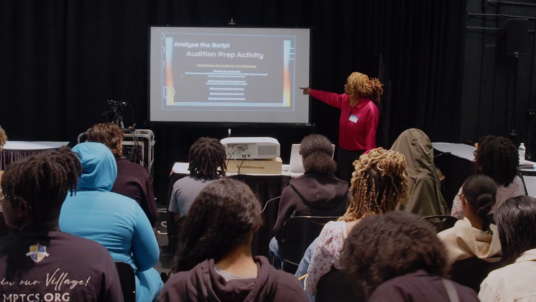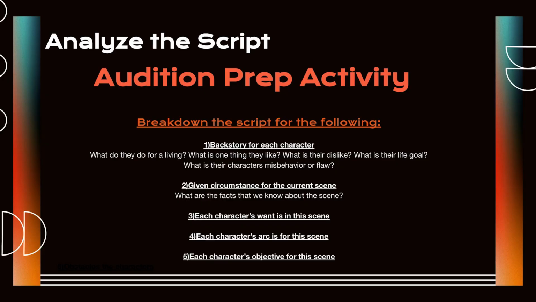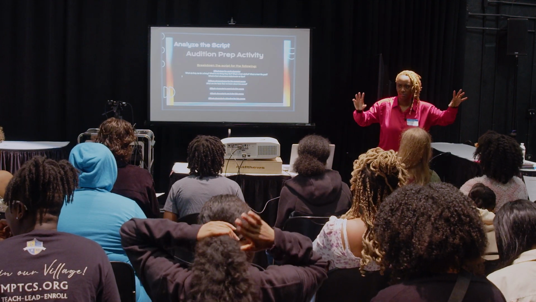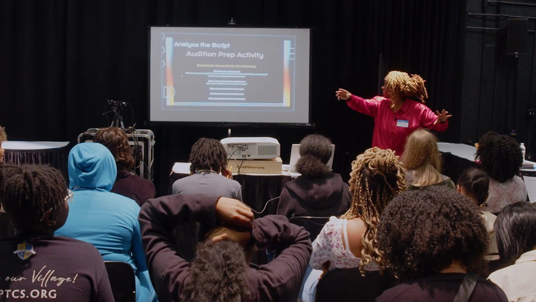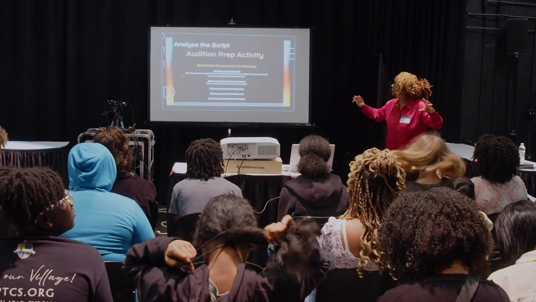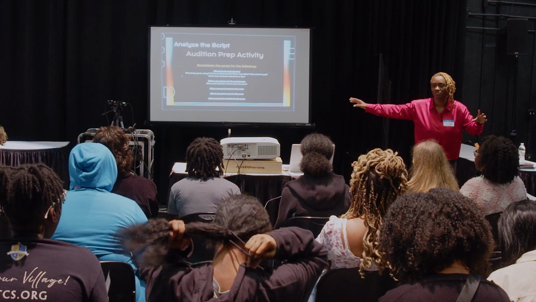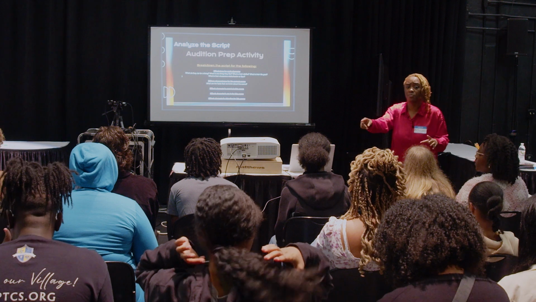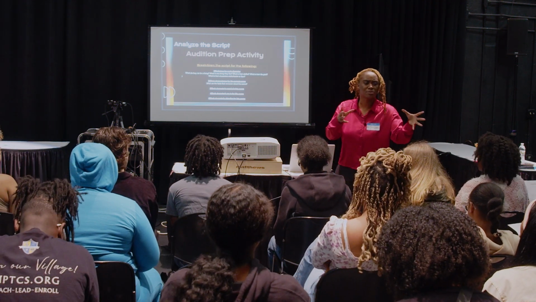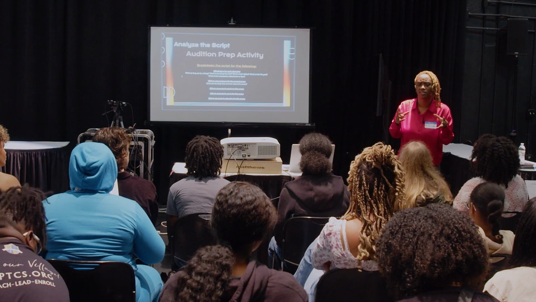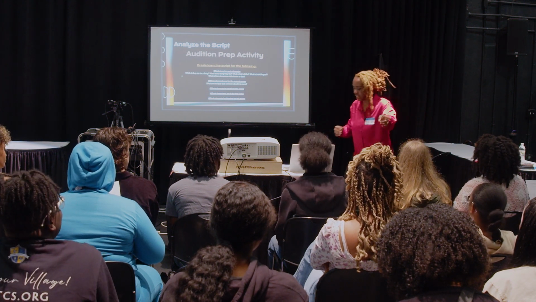What is the backstory? What's one thing the character likes? They like each other. What's a dislike? Sometimes they don't like each other. It's up and down. Okay, what's a given circumstance? They both are trying to see if they'll get into the same college. What's another given circumstance? What's being received? The college acceptance letter.